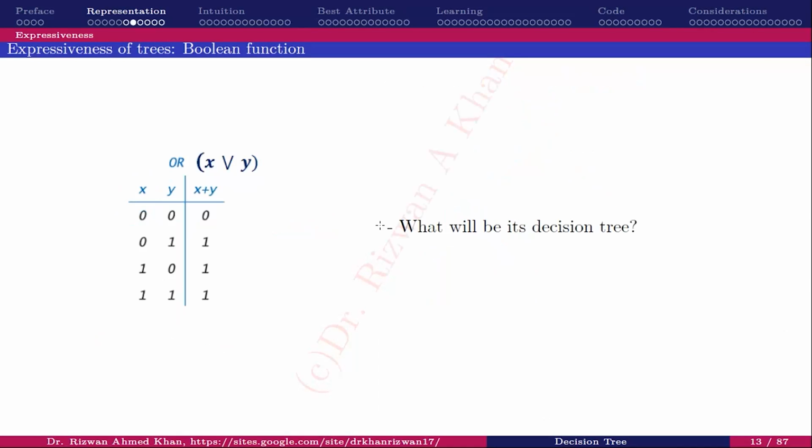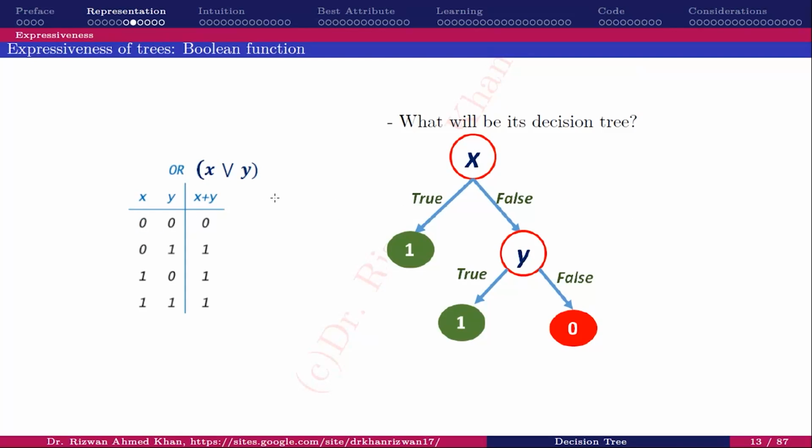And the same we can do for OR. It's again so simple. If either of them is true, output is true. So if x is true, output is true. If x is false, then we check on y. If y is true, then it's true, right? So all these three conditions are checked on this decision tree. Otherwise, if both are false, it's false. So if x is false and y is false, it is false, otherwise it is true. So this is the decision tree for OR.